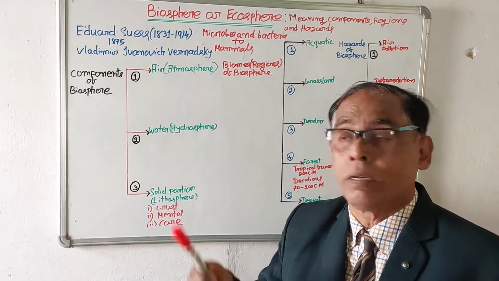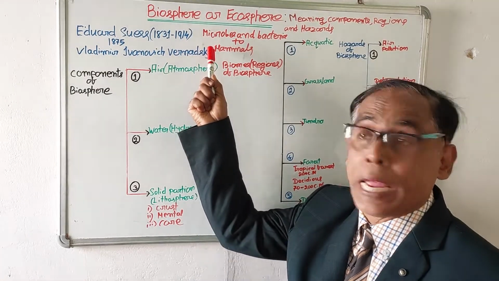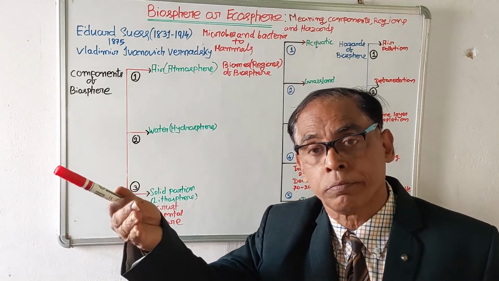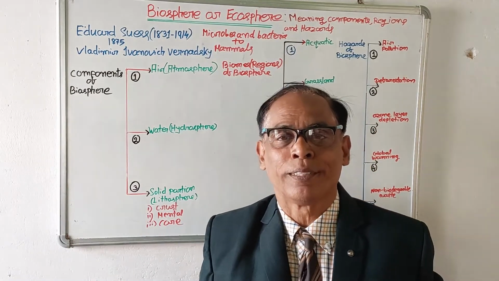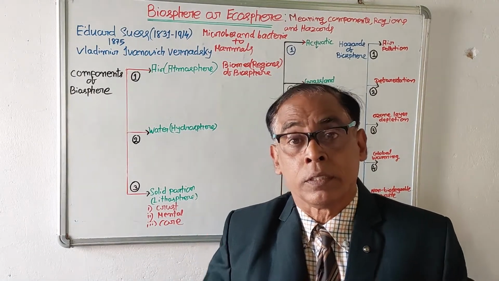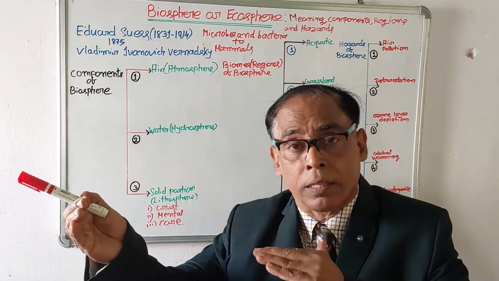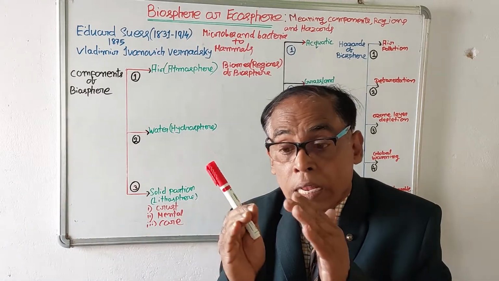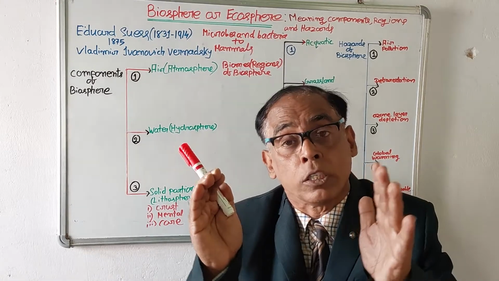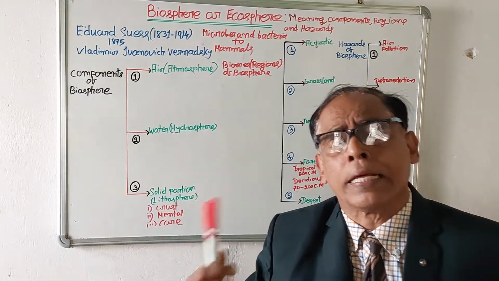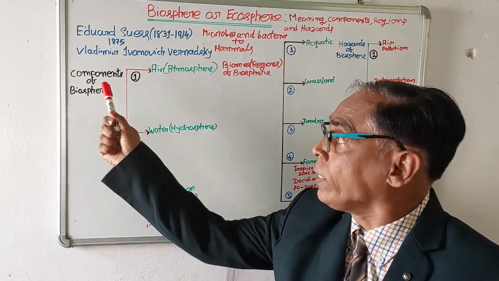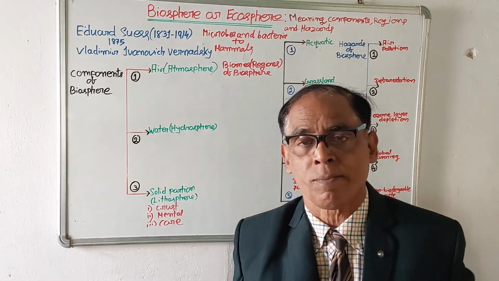In biosphere, from microbes and bacteria to mammals exist. So, biosphere means, in simple language, that part of the earth or the world where life is possible or feasible. So you are clear about the meaning of biosphere. Now let's see, what are the components of biosphere?